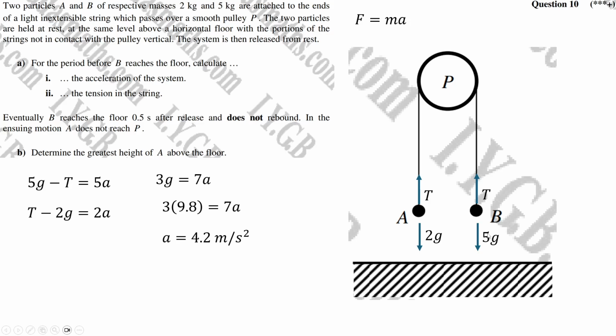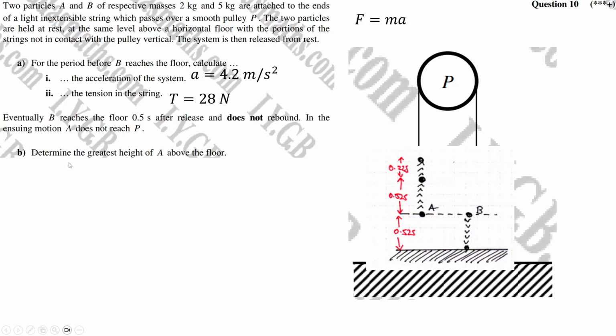So you could have just done Fg take away T plus T take away 2G. Okay, so you'll have 5G take away 2G, which is 3G, and then equals the combined mass, which is 5 plus 2, 7 multiplied by A, and then you'll solve for A. I've just plugged this back into this first one here, where G is 9.8, to get T, which is 28 newtons.